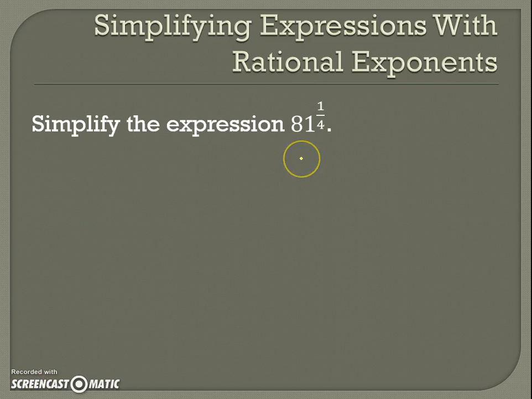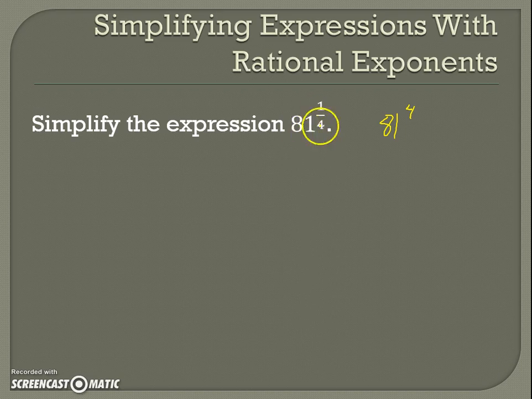All right, so it says simplifying expressions with rational exponents. Now, there's a couple ways to look at this. We haven't talked about the radicals yet, but we will. But for now, if you have an exponent of 1/4, then the way that you read this is the number that when multiplied by itself 4 times gives the base. It's kind of the opposite of what 81 to the 4th would mean. 81 to the 4th would mean 81 as a factor 4 times. 81 to the 1/4 means what number as a factor 4 times equals 81. Okay, so we have to think on this one a little bit.